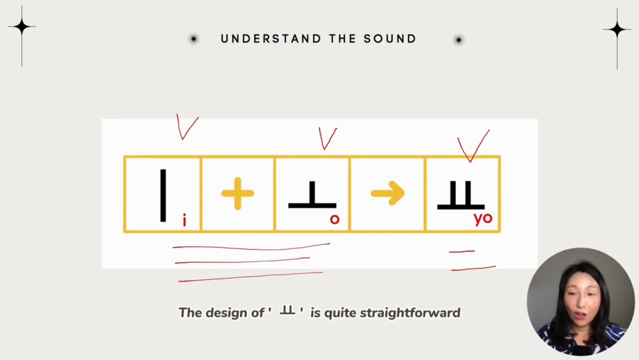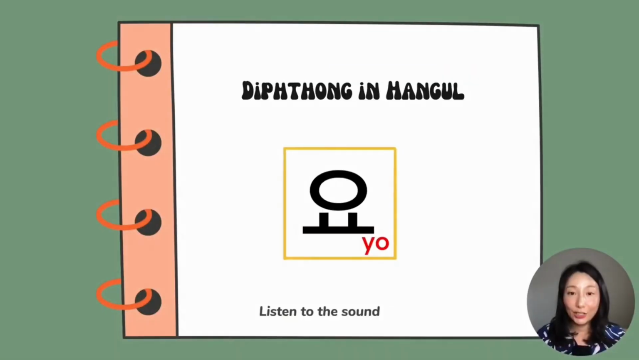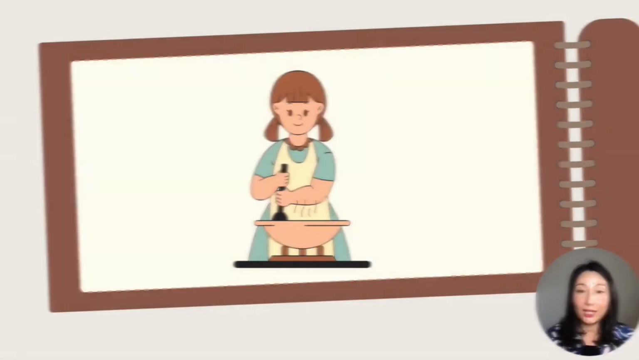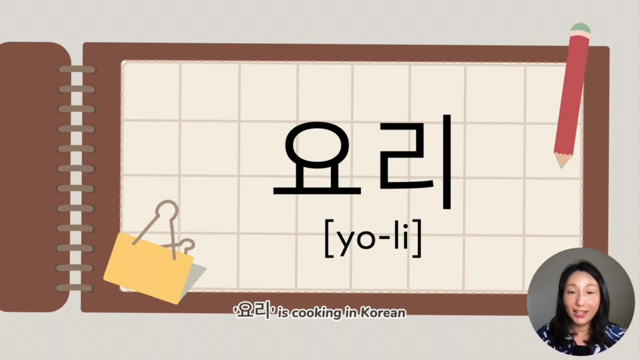The design of yo is quite straightforward. The character E is combined with a small line to O, forming yo. Listen to the sound and pay extra attention to the shape of my mouth. Yo, yo, yo. 요리. 요리 is cooking in Korean.